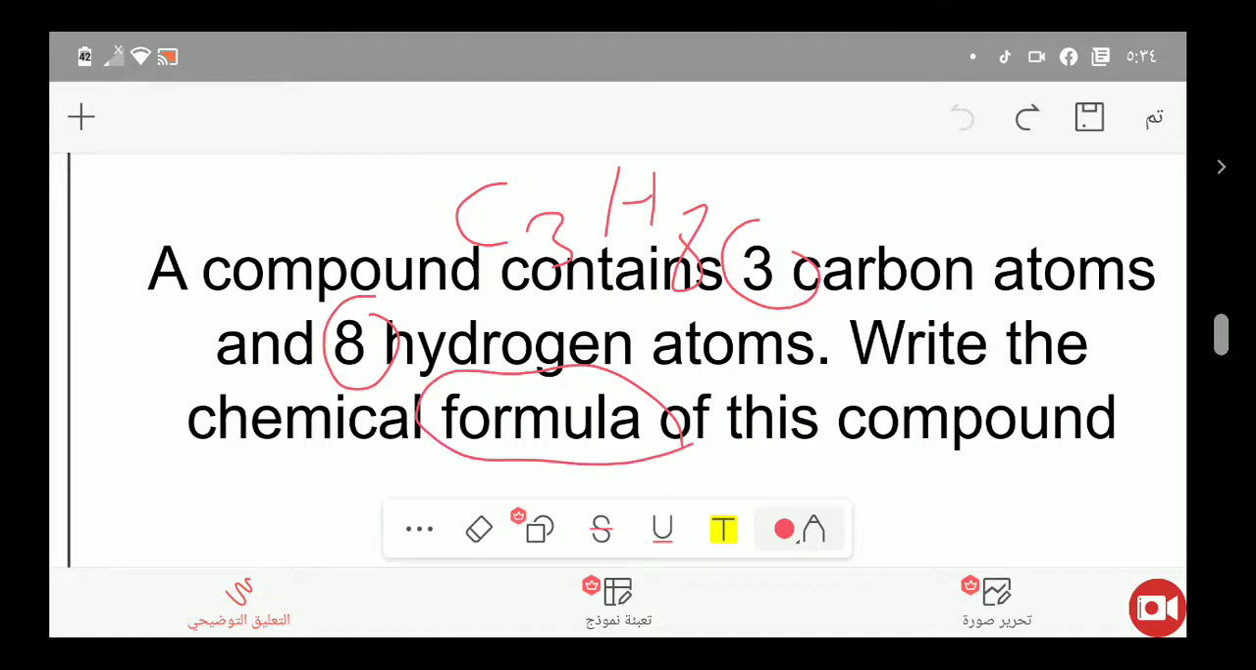Chemical formula means the formula or the name of the compound. As you know, each of us has a name. Also, chemical compounds have a name, called the chemical formula. Each compound has a different formula than the other. Water, for example, has H2O. Nothing on earth is called H2O except water.